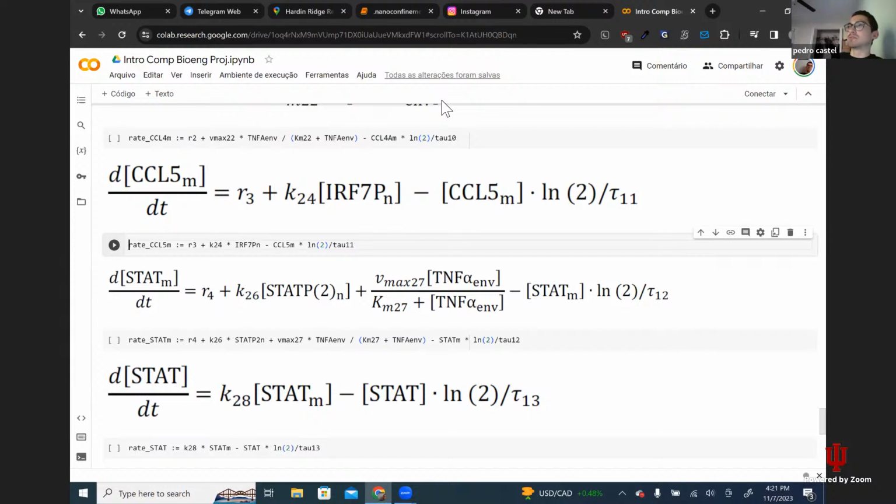But in this case, shouldn't the mass be conserved because I lose one CCL5 and gain one CCL5? It doesn't change. The things you've written are equivalent.